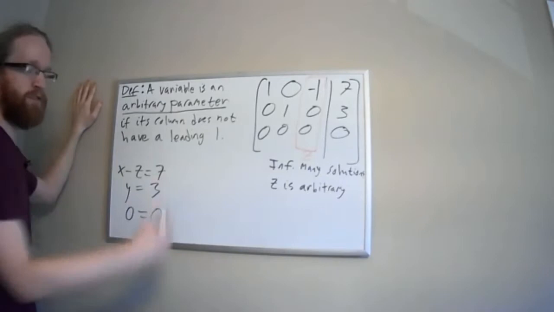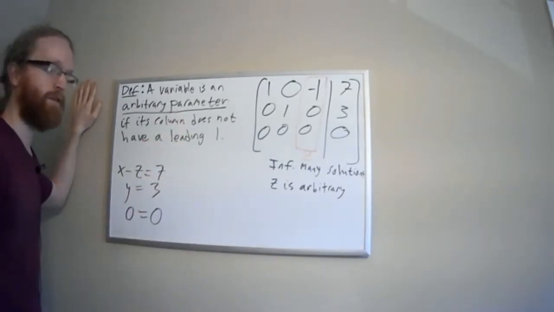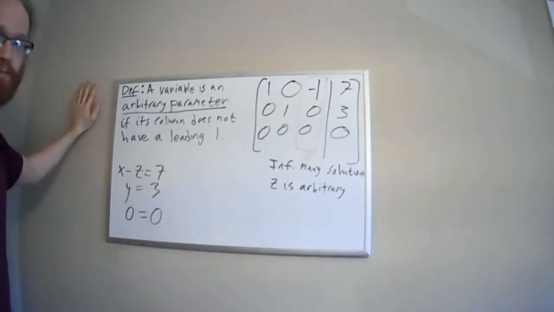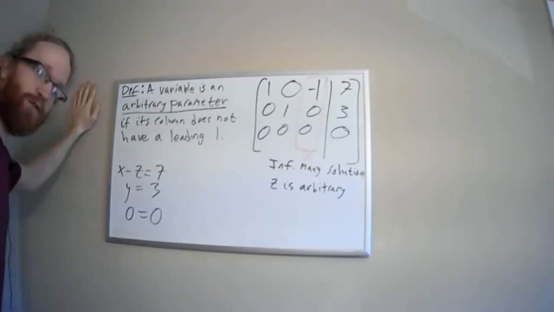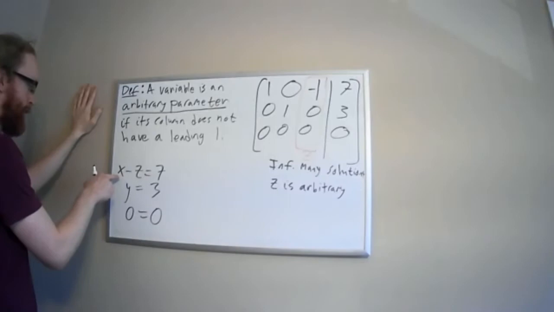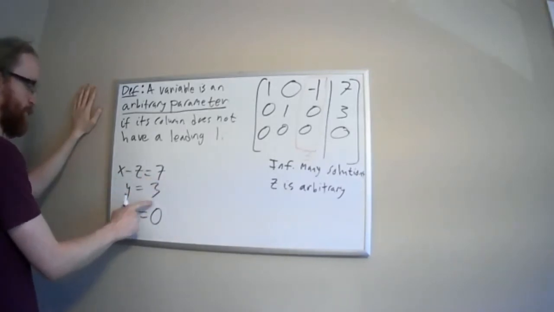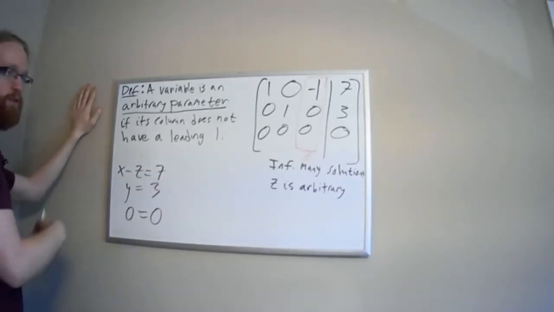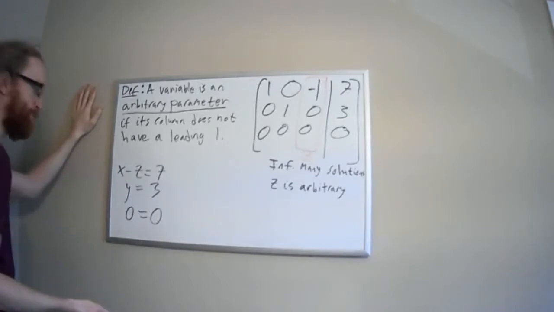So if I pick z equals 17, I get a solution. If I pick z equals -3, I get another solution. What do those solutions look like? Well, let's use these equations and find out. I know that x minus z equals 7 and y equals 3. And I can kind of ignore the 0 equals 0 because that doesn't tell me anything I don't already know.